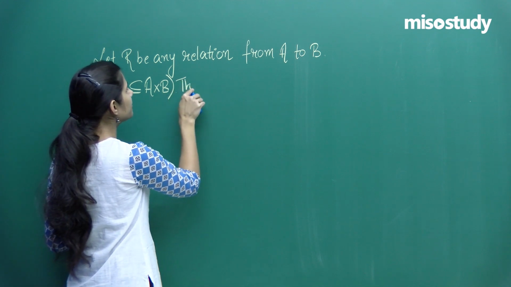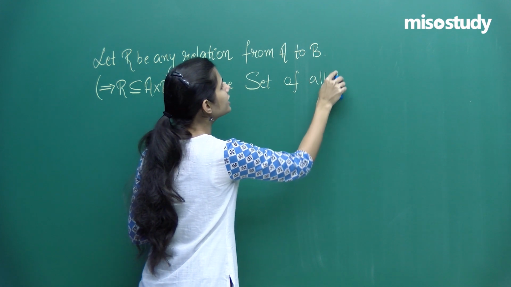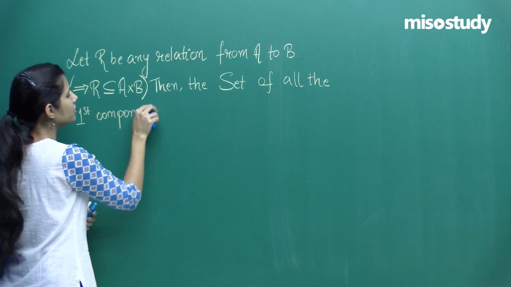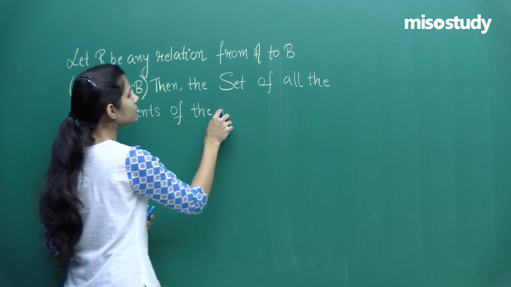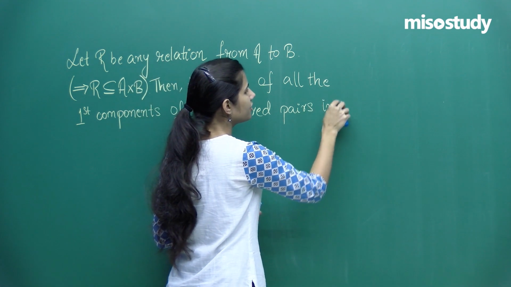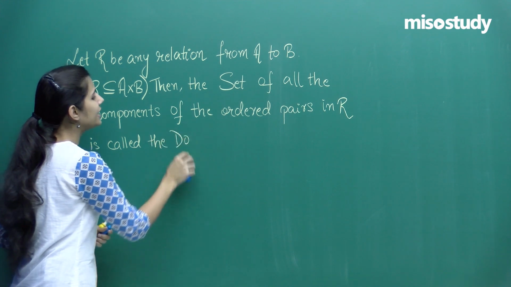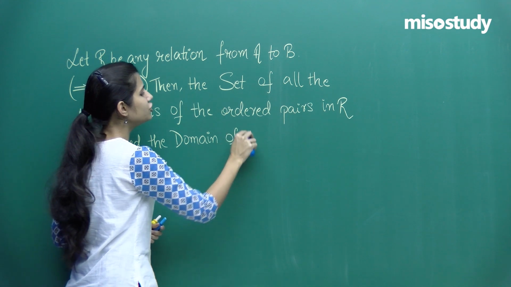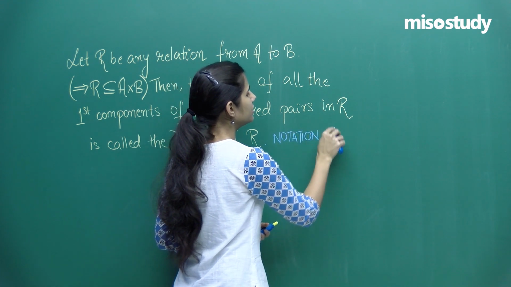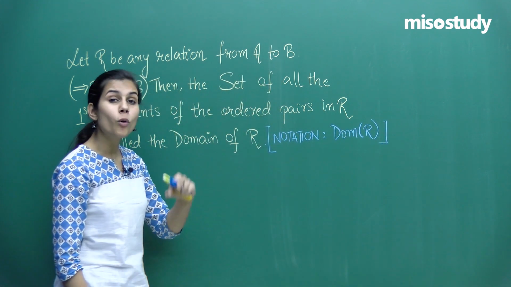What happens is, then, the set of all the first components of the ordered pairs in R is called the domain of the relation R. And the notation for this is DOM inside the bracket R. This is what is the notation in order to write the domain of the relation R.